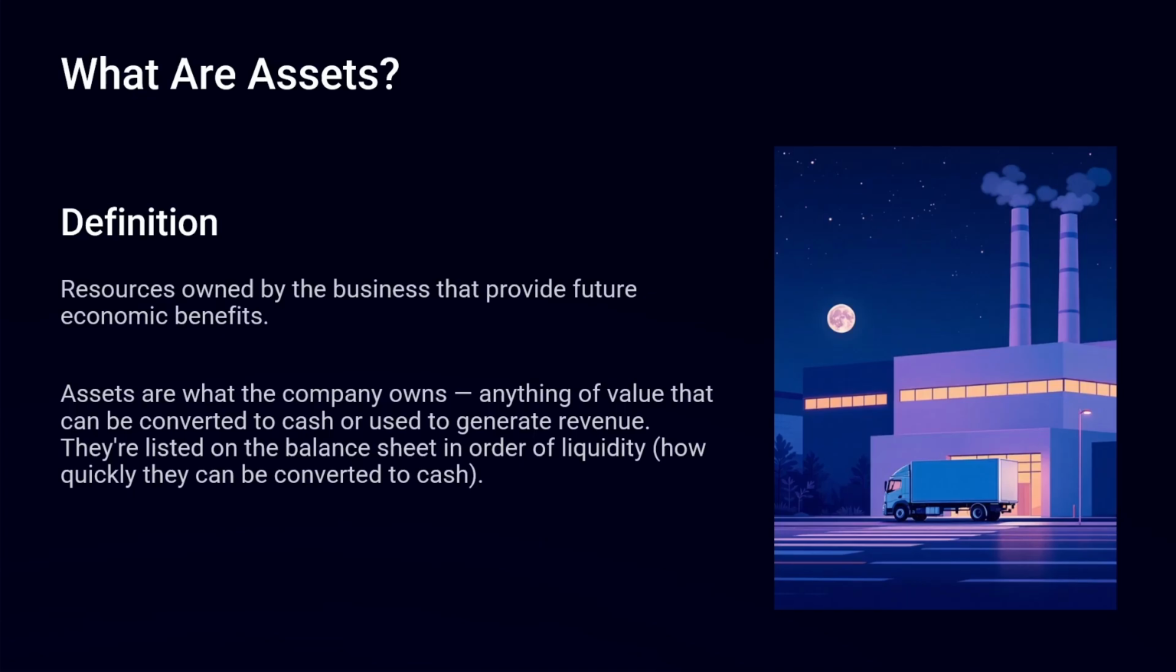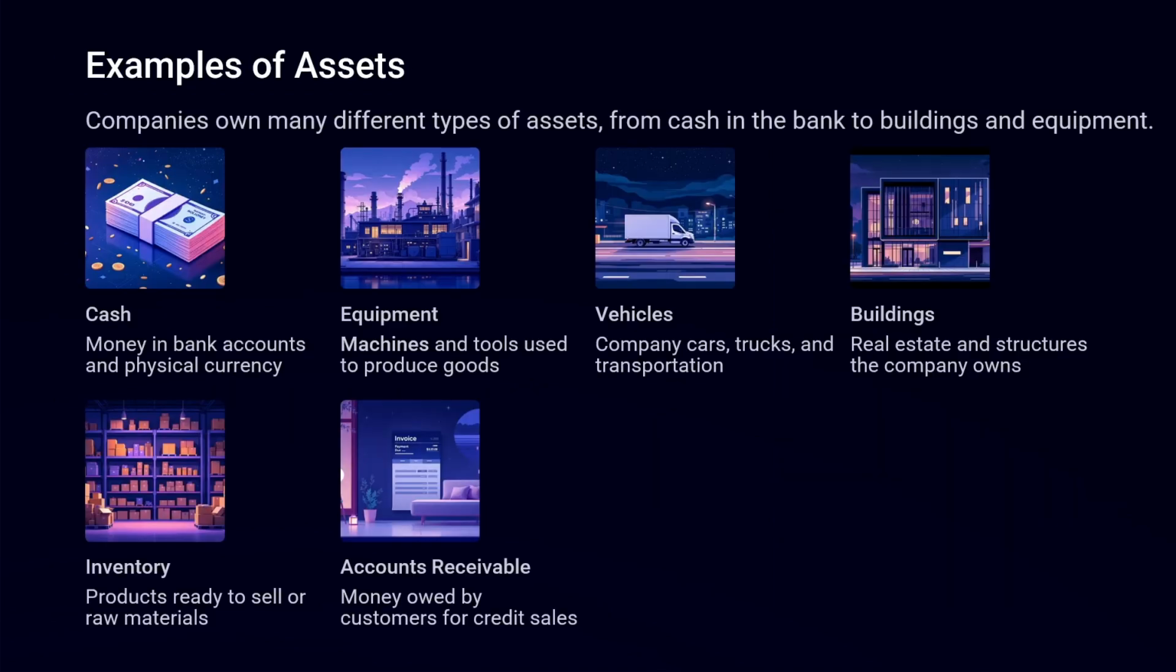What are assets? Definition: resources owned by the business that provide future economic benefits. Assets are what the company owns, anything of value that can be converted to cash or used to generate revenue. They are listed on the balance sheet in order of liquidity, how quickly they can be converted to cash. Examples of assets: companies own many different types of assets, from cash in the bank to buildings and equipment.